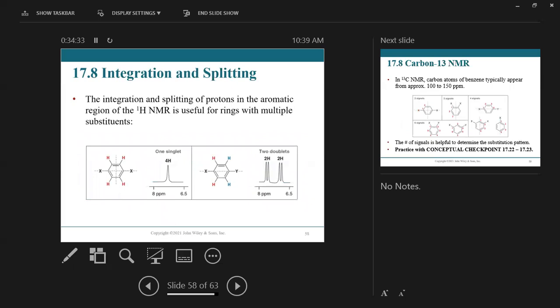So the integration and splitting of protons in the aromatic region of the proton NMR is useful for rings with multiple substituents. Here they're the same substituent, so we have a mirror plane. And we see that we have only 1 singlet. Here we have 2 doublets because this substituent is different right here. So the hydrogens are going to see each other differently.